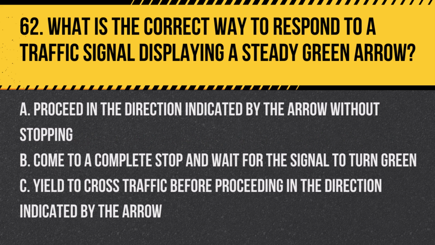Question 62. What is the correct way to respond to a traffic signal displaying a steady green arrow? A. Proceed in the direction indicated by the arrow without stopping. B. Come to a complete stop and wait for the signal to turn green. C. Yield to cross traffic before proceeding in the direction indicated by the arrow. Answer: A. Proceed in the direction indicated by the arrow without stopping. When facing a traffic signal displaying a steady green arrow, you should proceed in the direction indicated by the arrow without stopping, as it indicates a protected turn in that direction.